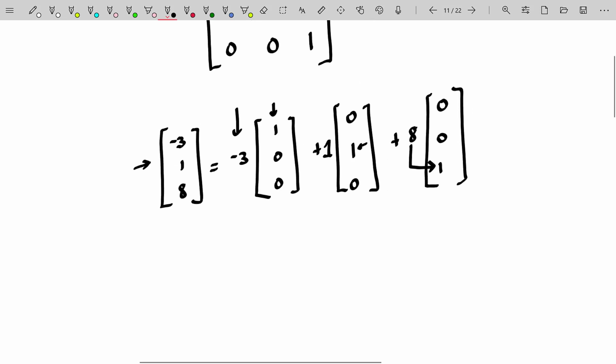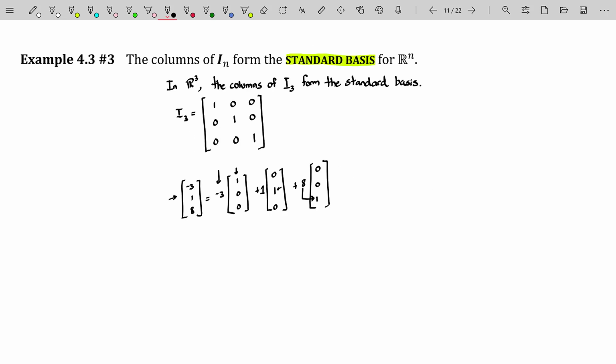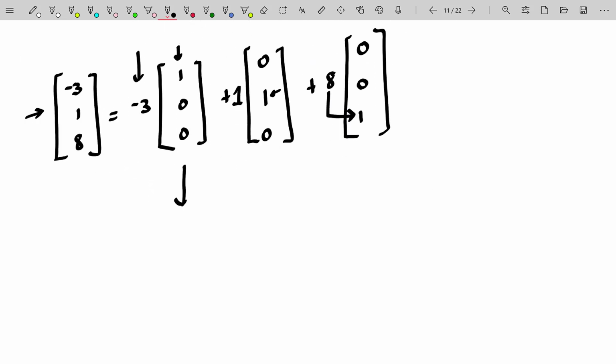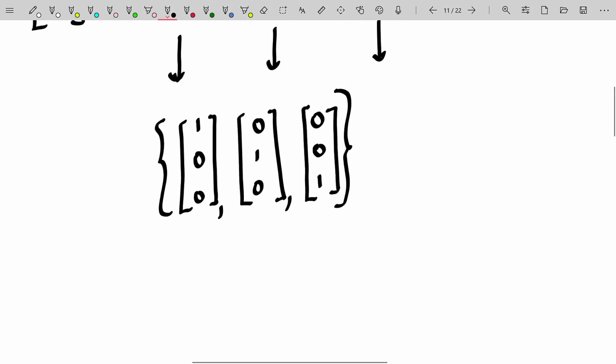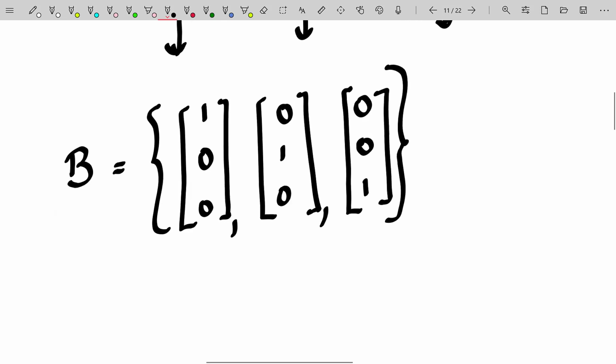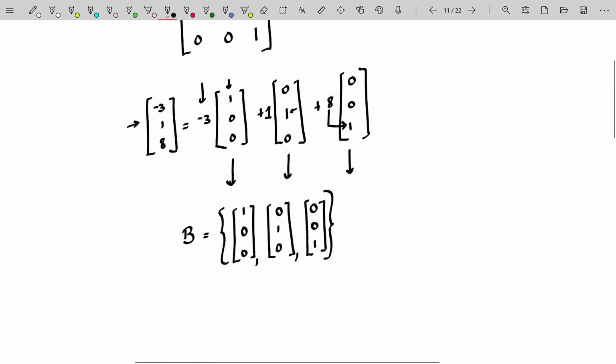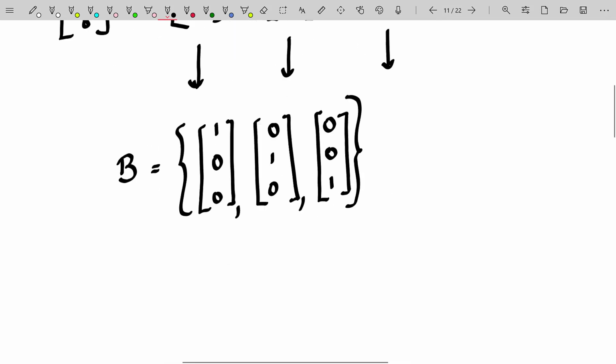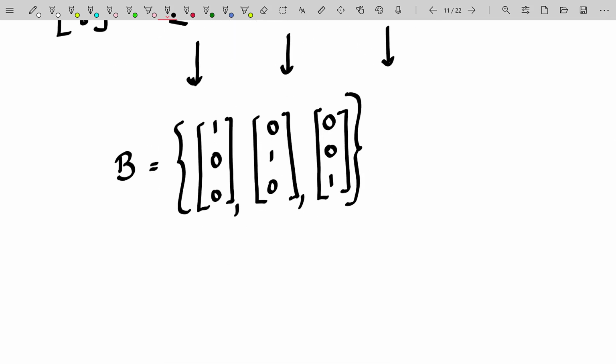However, these vectors are not the only vectors that form a basis for R cubed. I want to note a couple things here. First off, these three vectors here form a linearly independent set. Remember, if you have a set of vectors that is linearly independent, and if the span of those vectors forms your subspace, which our subspace is R cubed, then you have a basis for your subspace.